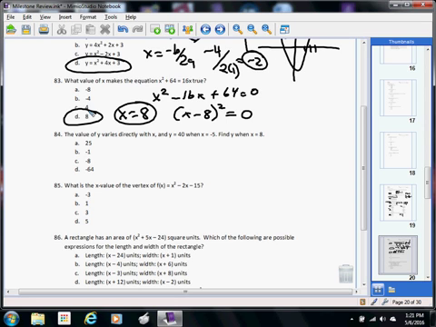Okay, y varies directly with x. Again, this is more Algebra 1 than it is geometry. When you vary directly, you have an equation y equals ax. So that's a direct variation. If you divide both sides by x, you get y over x equals your constant of variation.